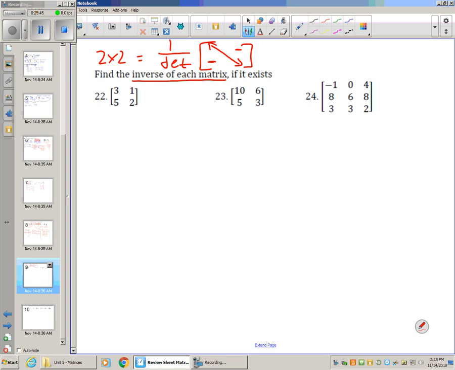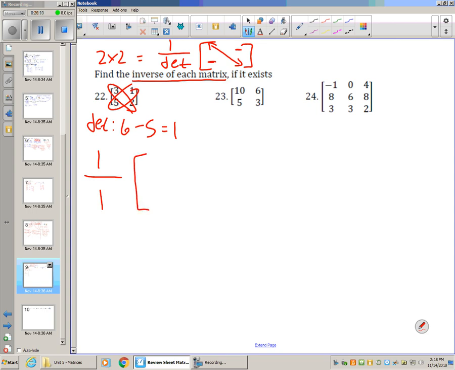So let's do 22. The first step is to find the determinant, which again is 3 times 2 is 6, minus 5 times 1, which is 1. Our determinant is 1. The formula states to do 1 over the determinant, which in this case we just found was 1. And we're going to multiply it through.